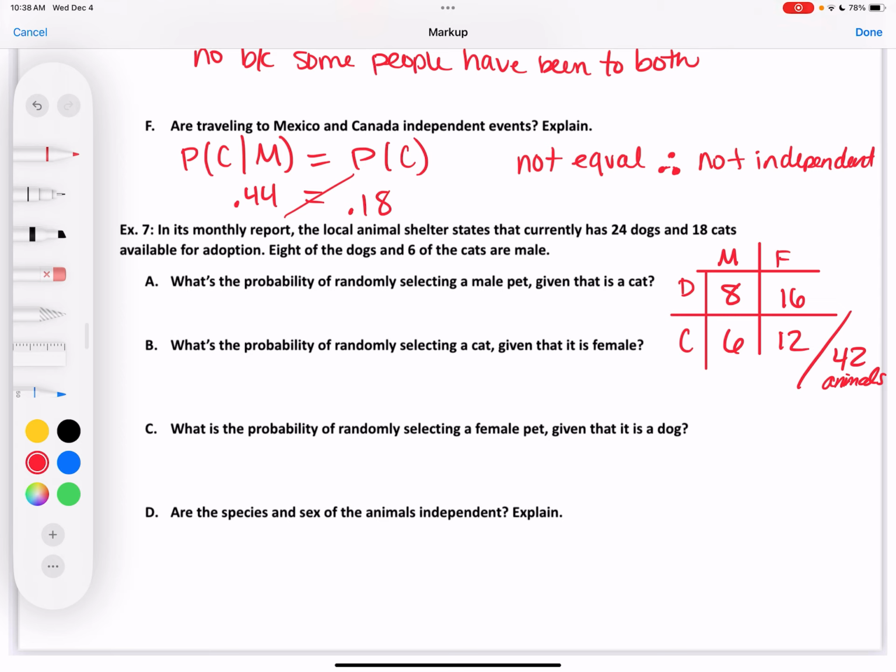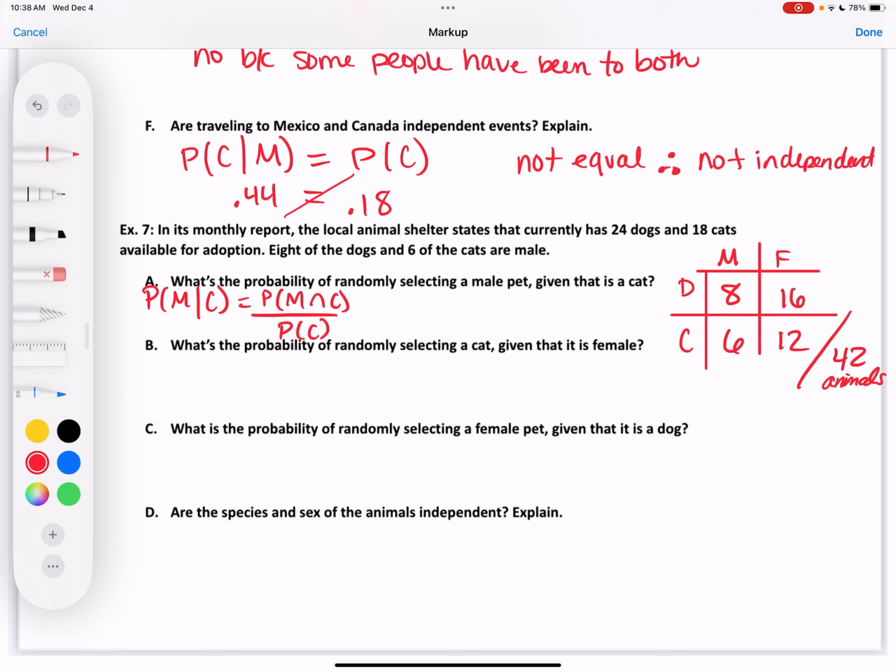Male, given that it's cat. The A and B one? Like P equals A and, wait, no, P of A and B? No, this would be a conditional one. So this is going to be the probability of male given cat, which is going to be the probability of male intersected with cat over the probability of cat.